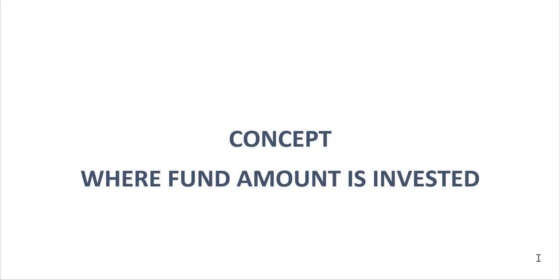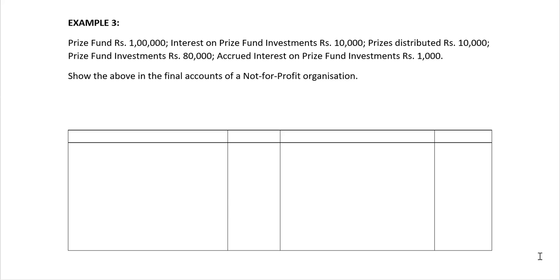Next, we'll deal with the concept in fund-based accounting where the fund amount is invested. Example 3. Price fund rupees 1 lakh. Interest on price fund investments is rupees 10,000. Price is distributed rupees 10,000. Price fund investments of rupees 80,000. And accrued interest on price fund investments rupees 1,000. We are asked to show the above in the final accounts of a not-for-profit organization. So we'll go ahead with the solution.